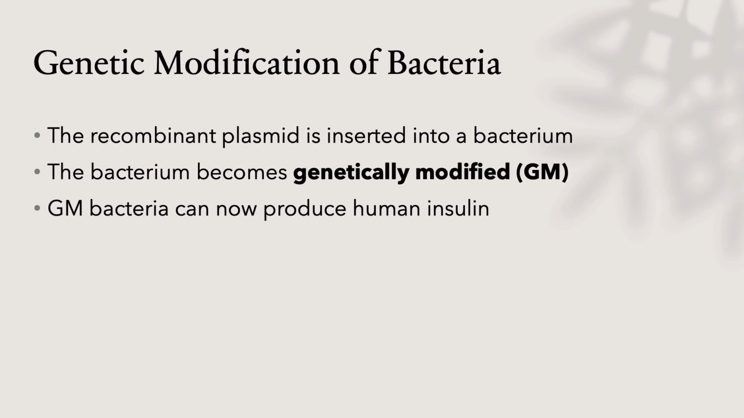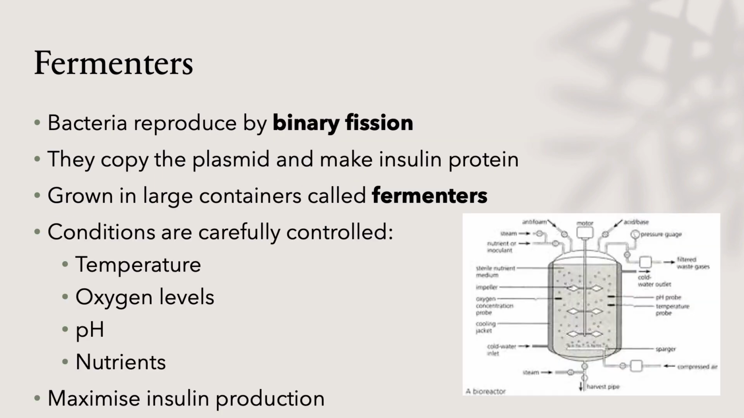The recombinant plasmid is then inserted back into a bacterium. This bacterium is now genetically modified and can express the human insulin gene. As the bacteria reproduce by binary fission, they copy the plasmid and produce insulin protein.